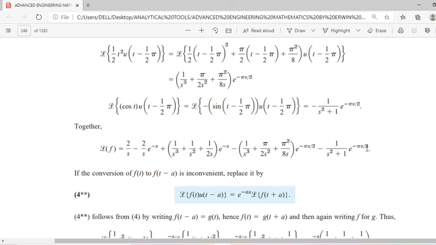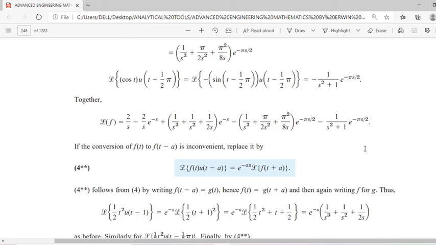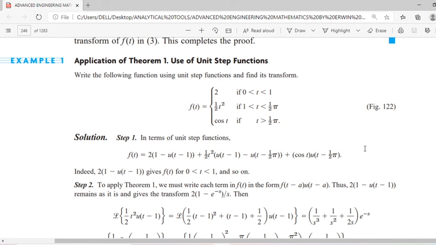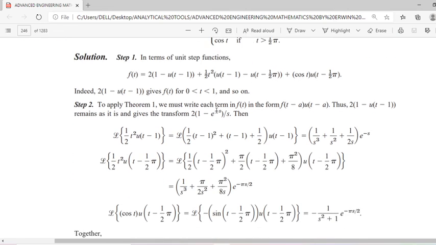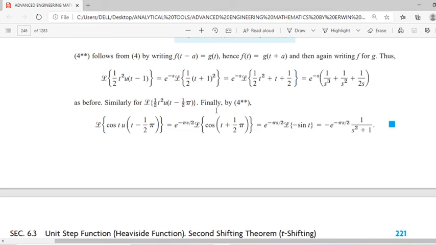So up to this you can see the Laplace transformation of this complicated function. What was the function? This was the function: 1 by 2 if 0 less than t less than 1, t square by 2 if 1 less than t less than pi by 2, cos t if t greater than pi by 2. So this is a method for finding Laplace transformation of complicated functions. We need not find the inverse because the function is already given, so we need only find the Laplace transformation.